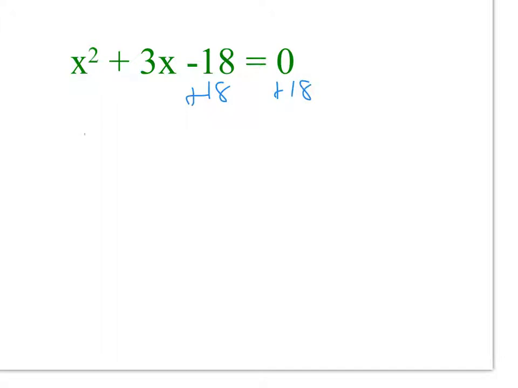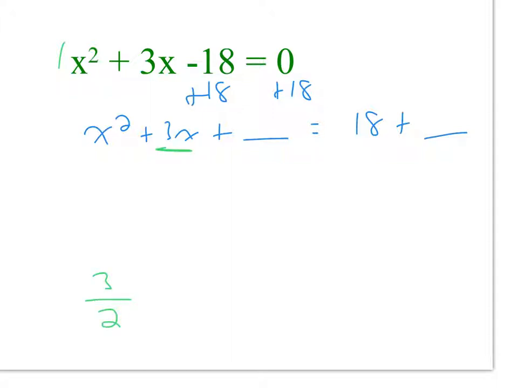So now I have x squared plus 3x plus blank is equal to 18 plus blank. Again, notice I've added that blank to both sides. A is 1. That's nice. We're just going to divide everything by 1 so nothing happens. Then my next step is to take my b term, which in this case is 3. Take that 3, divide it in half, you get 3 halves, and we're going to take that 3 halves and square it. And yes, when the b term is an odd number, you end up with a fraction, which is okay. 3 halves squared is 9/4.